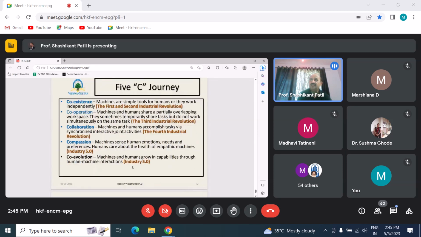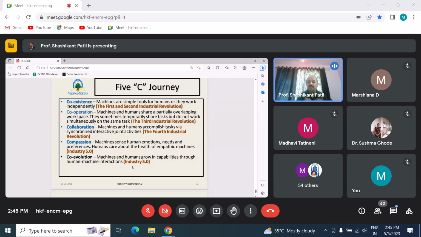And there are some researchers from New Zealand and Australia who have come up with the 5C journey for 5.0. That is nothing but coexistence. So machines are simple tools for humans or they work independently. That was the first and second industrial revolution. In the third industrial revolution, cooperation was there. Machines and humans share partially overlapping workspace. They sometimes temporarily share tasks but do not work simultaneously on the same task. So that is the difference between the first industrial revolutions and the third.